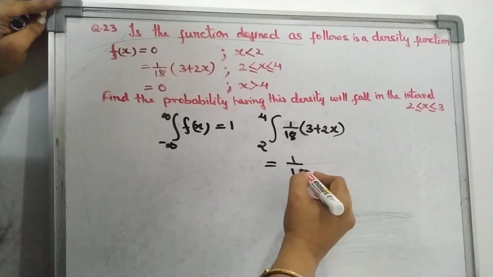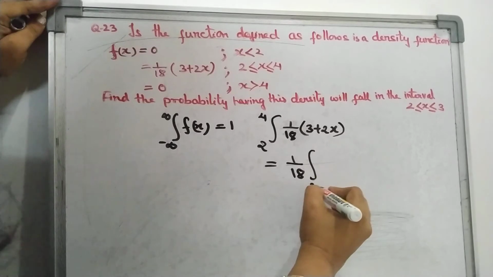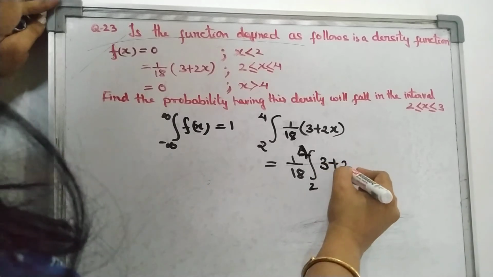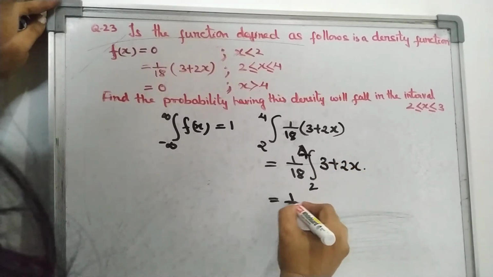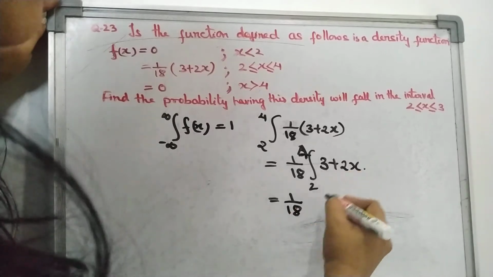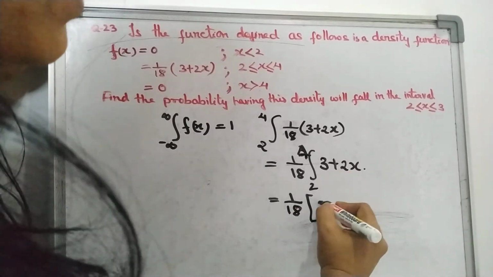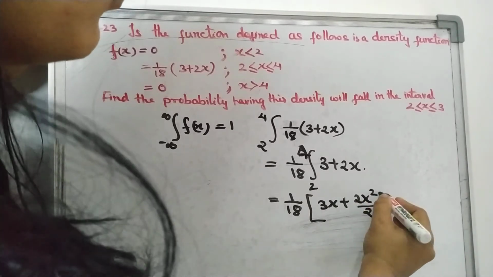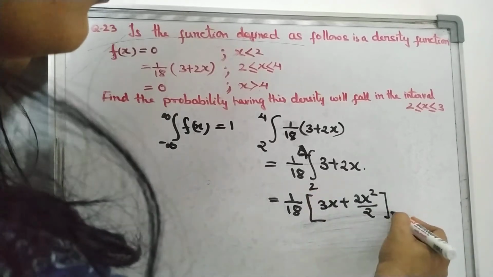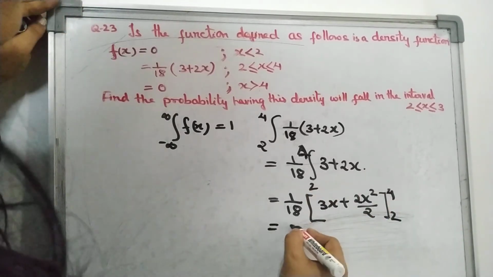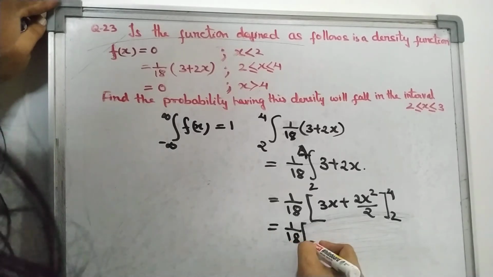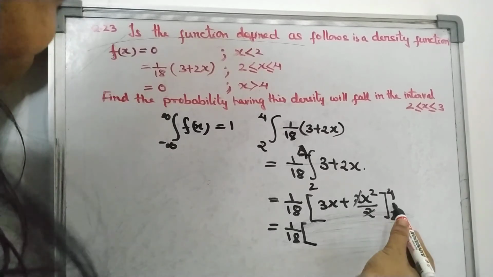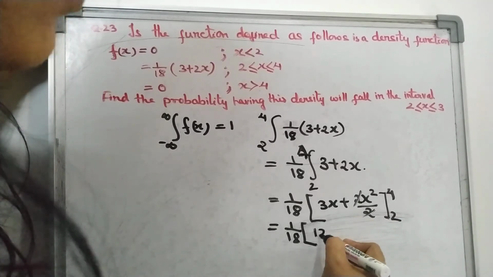So it is 1/18, a constant, take it outside, integral from 2 to 4 of (3 + 2x). As we know, when we do the integration, the integral of this will be 3x + 2x²/2, and whatever be the limits, 2 to 4, we put here. So it is 1/18, then the 2s cancel, x² is left, so we put the upper limit 4, it is 12.